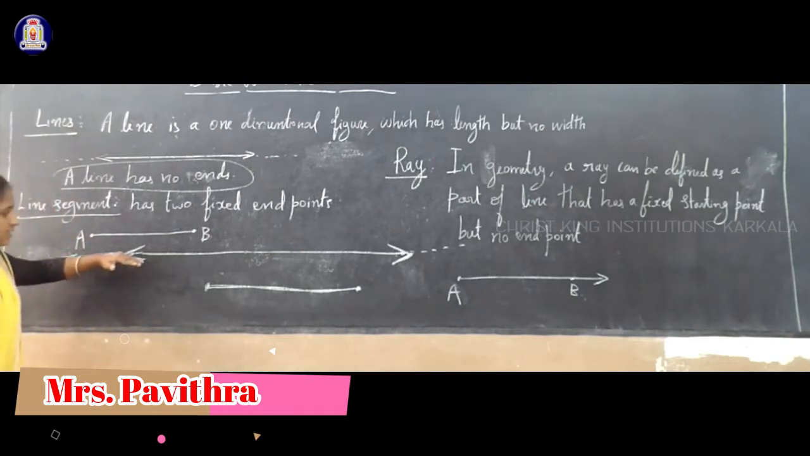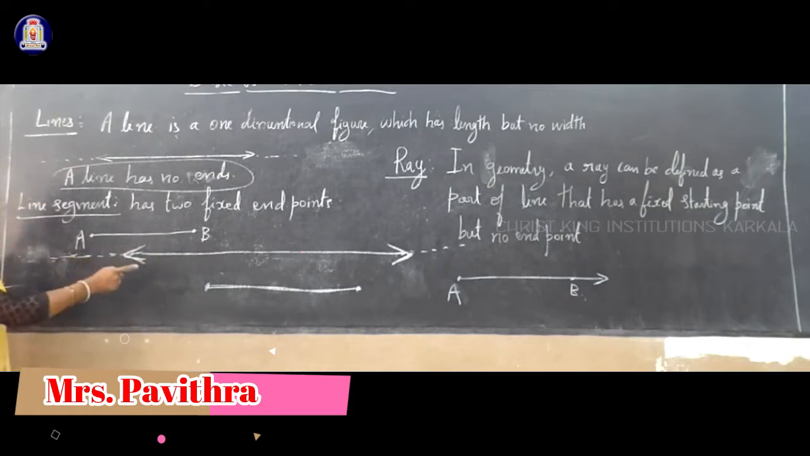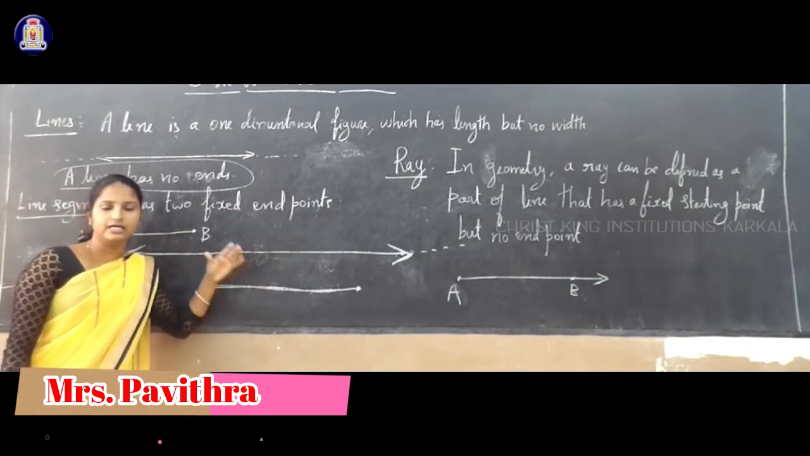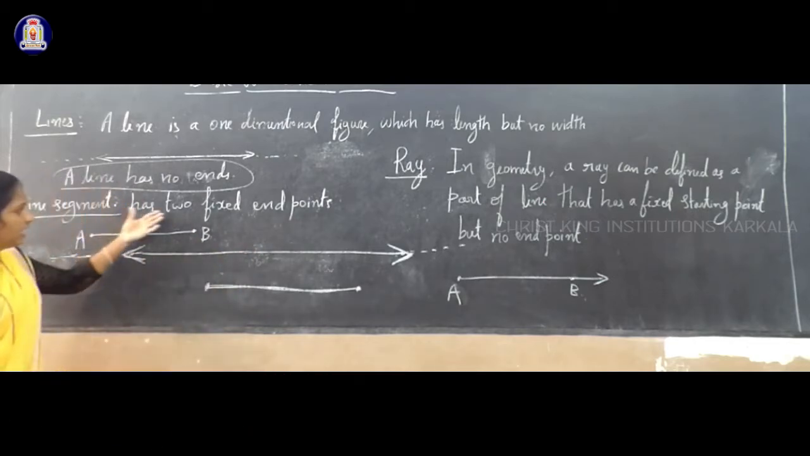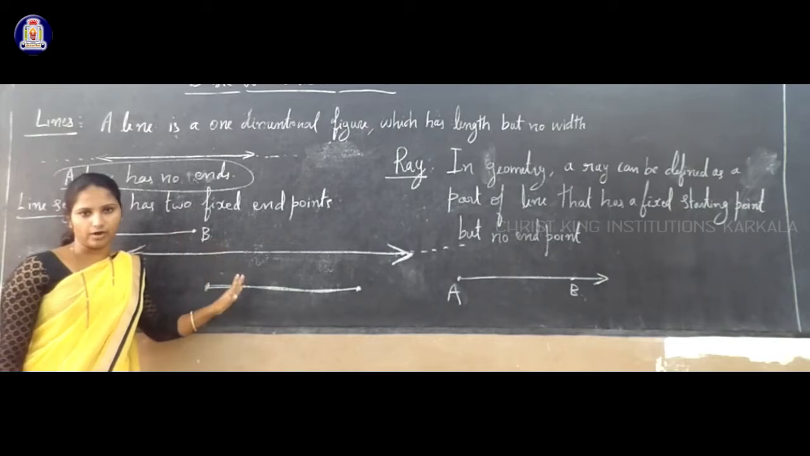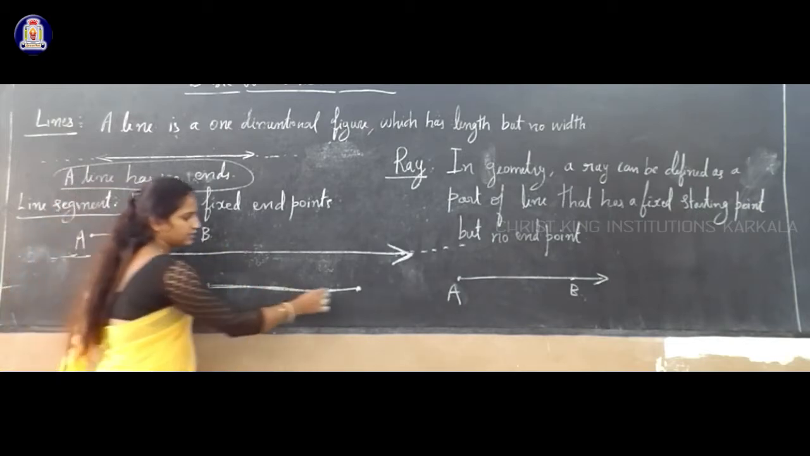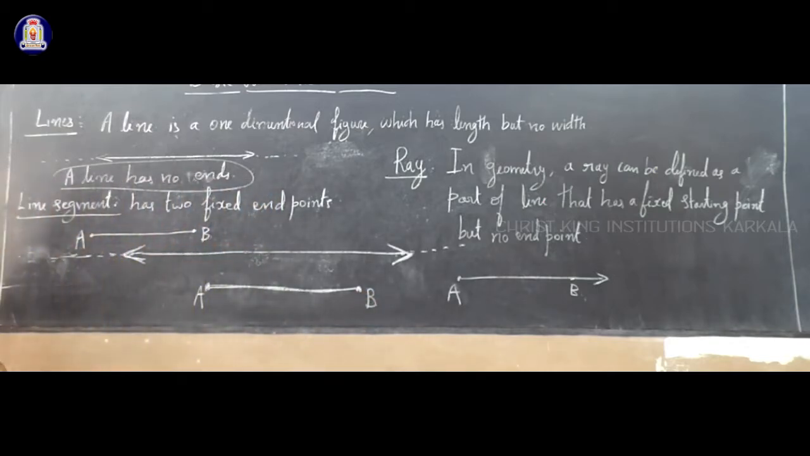But in lines, you can extend. This arrow mark shows what? You can extend this line, you can increase the length of that line on both sides. This is a line and this is a line segment. A line has no ends, but a line segment has two fixed end points. For example, if this is A and this is B, then AB is a line segment.